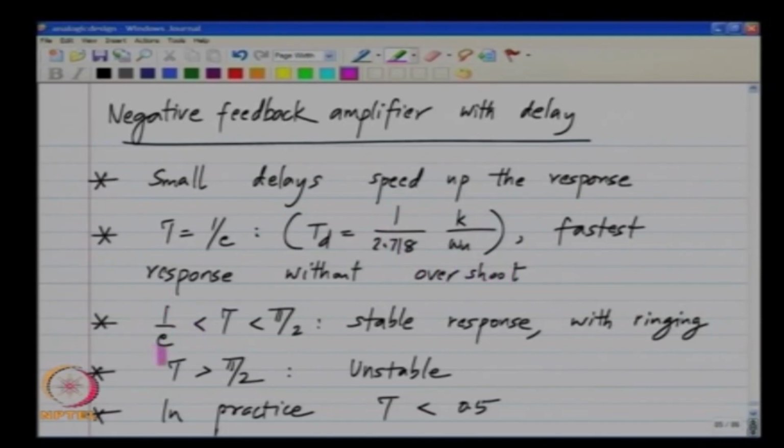And if the delay is between 1 by e times the time constant and pi by 2 times the time constant, you get a stable response but with ringing. And for tau greater than pi by 2, about 1.5 times the time constant, the response is unstable, that is even without an input you will end up with an output. And in practice you cannot have a lot of ringing, so you have to limit the value of tau to under 0.5, that is half the time constant of the system.